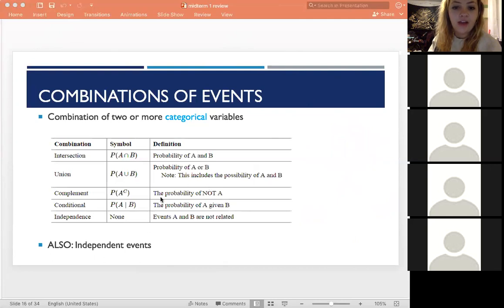But yeah, and then complement is everything but A. So if you find the probability of A, just 1 minus the probability of A. Conditional, this is where that line in the middle means A given B, which means that B has to have already happened for A to happen. So what's the probability of that? And independence is the same idea that we talked about earlier, that they're unrelated to each other. So we already went over that. Remember, this is going to be for 2 categorical variables, so we're still talking about those.